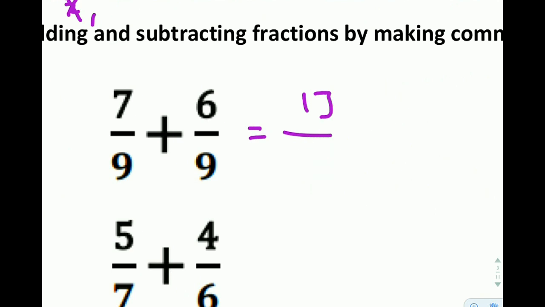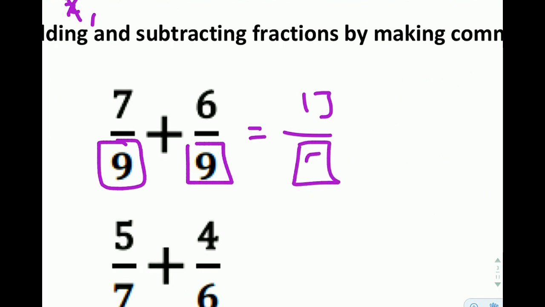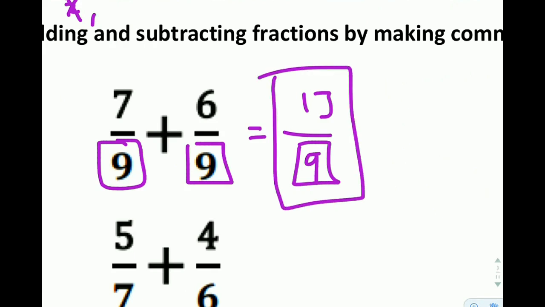We have to make sure we have a common denominator, a common baseline. In this case, they're both 9 as our denominator, so that's good. That means that our denominator for our answer is also going to be 9. And then we go ahead and add our numerators just as we expected. So 7 plus 6 does equal 13, so our answer is 13/9.